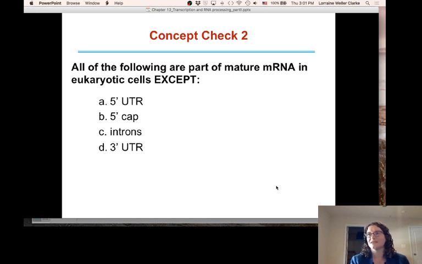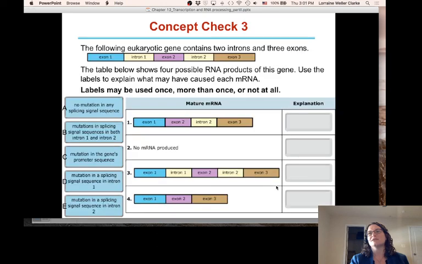The one that leaves the, there, okay. You guys are more sure about this one. We just talked about it, right? Okay, introns, yes, introns. All the following are part of mature mRNA except introns.